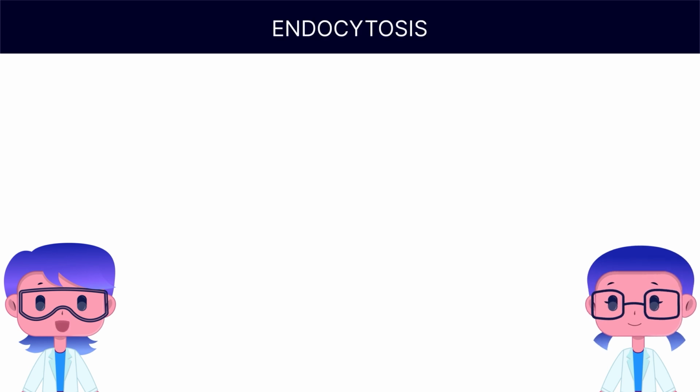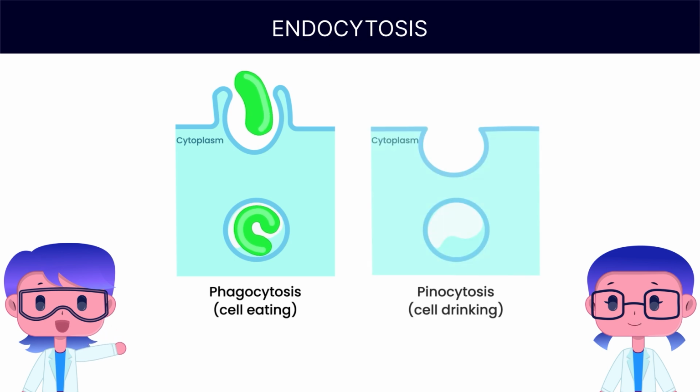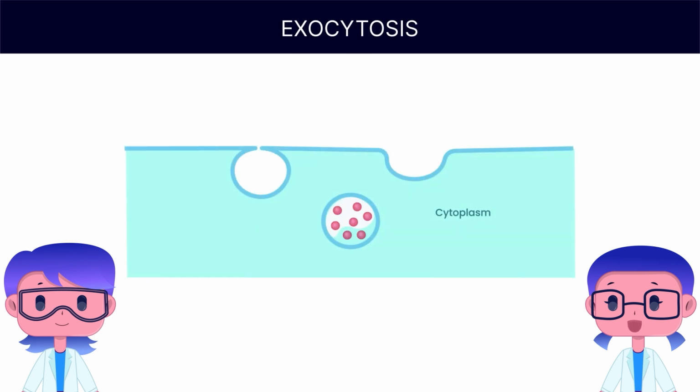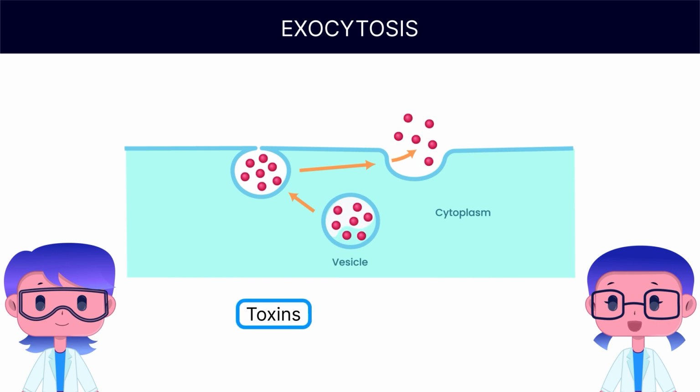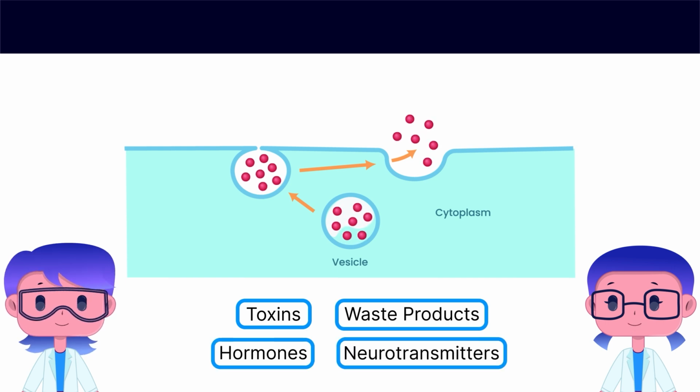The cell can carry those molecules through either phagocytosis, where the cell encloses them inside a vacuole before letting them enter, or pinocytosis, where the molecules are dissolved into a fluid and surrounded by vesicles before they are brought inside the cell. And with exocytosis, those molecules are also wrapped in a vesicle, but are transported out of the cell. Some examples of substances that need to go through exocytosis are toxins, waste products, hormones, and neurotransmitters.